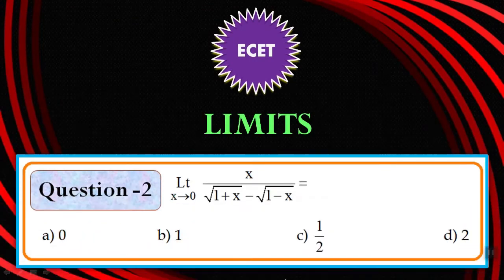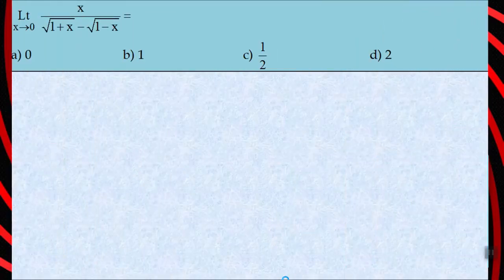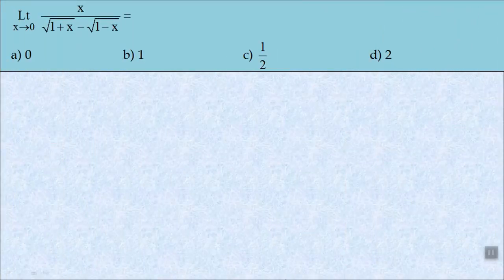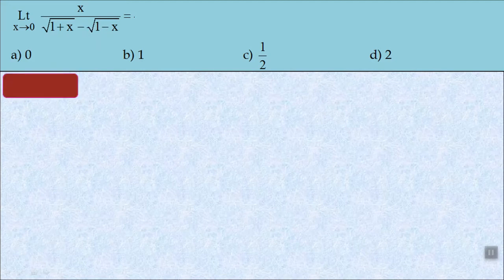Dear students, see the question number 2. Read the question and write it. The question is limit x tends to 0, x by (square root of 1 plus x minus square root of 1 minus x) is equals to. Let us start the solution.